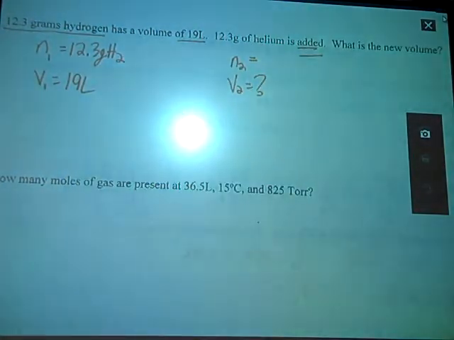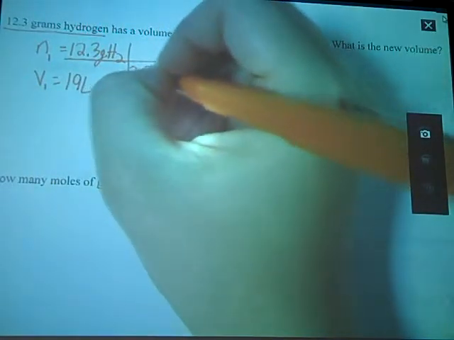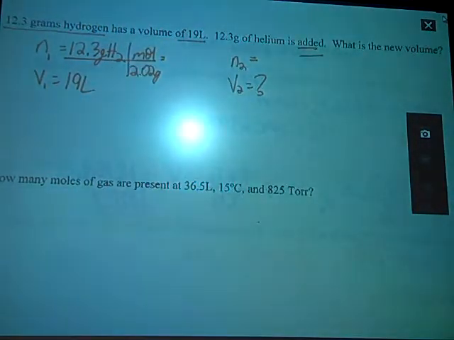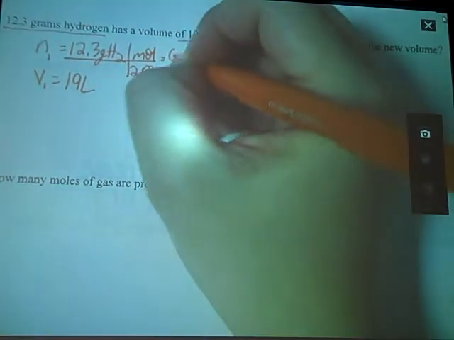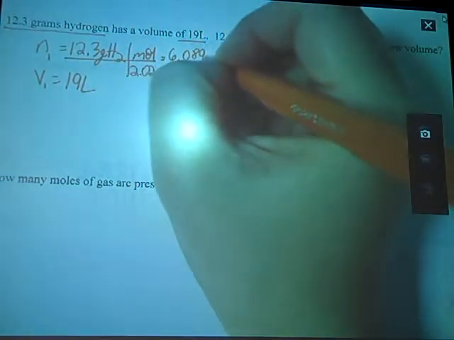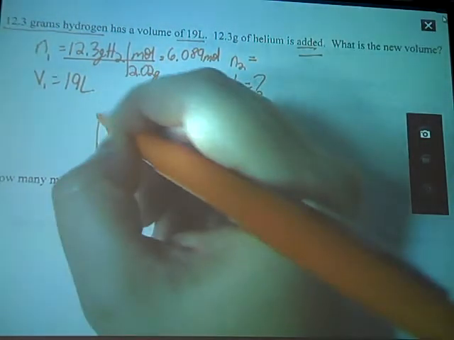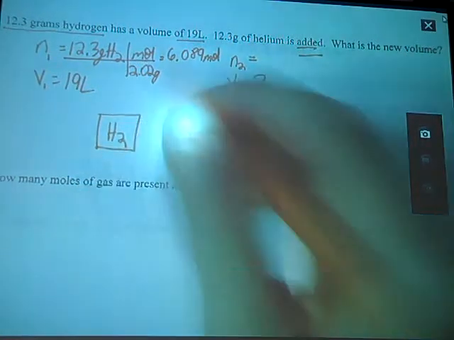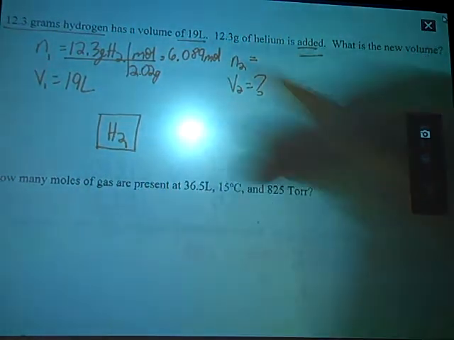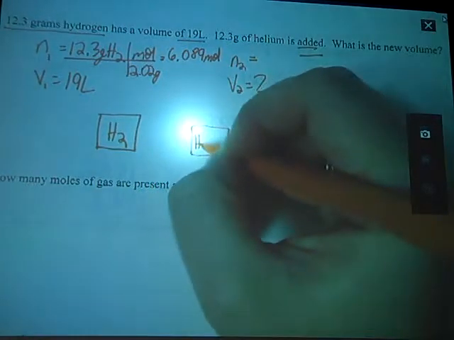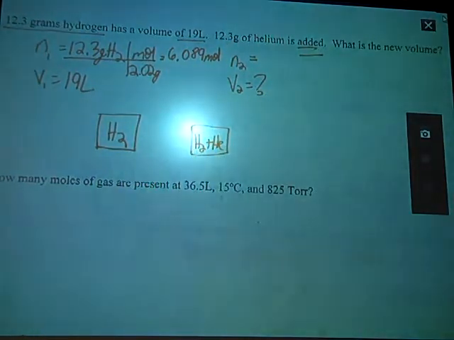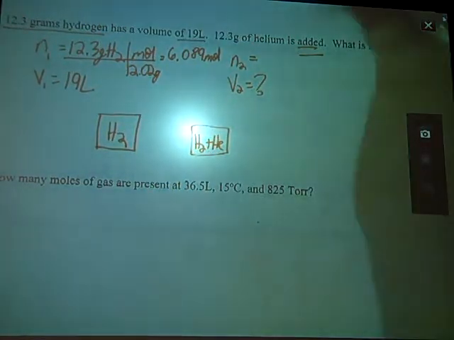And we said N has to be in moles. So let's go ahead and convert this guy to moles real quick. So we've got 12.3 divided by 2.02. Moles of hydrogen, but think about your initial situation. If I start off with a box that contains hydrogen at a particular volume, then I add helium, now what's inside my box? I didn't take the hydrogen out, so it's there as well. So we're going to have to add together the amount of hydrogen and the amount of helium.